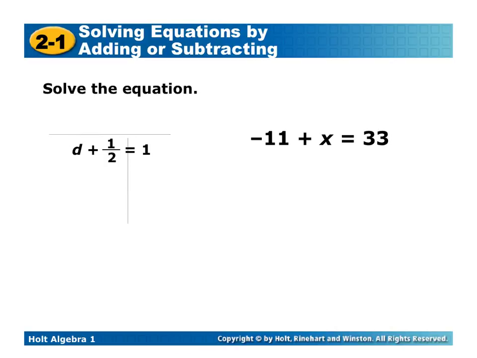Our first example has D as the variable, and we're adding 1/2. So the inverse operation would be to subtract 1/2 from both sides. These two will cancel out, and we have D equals 1/2.